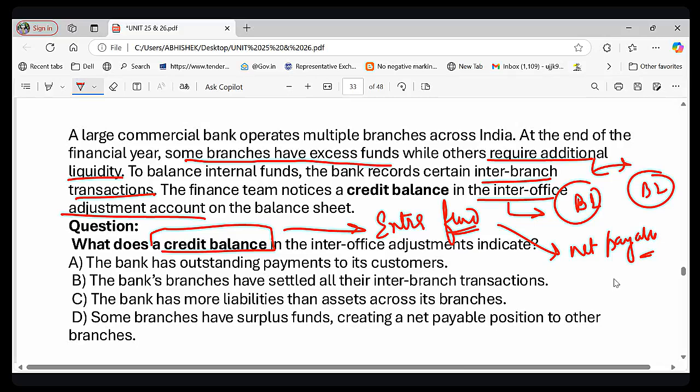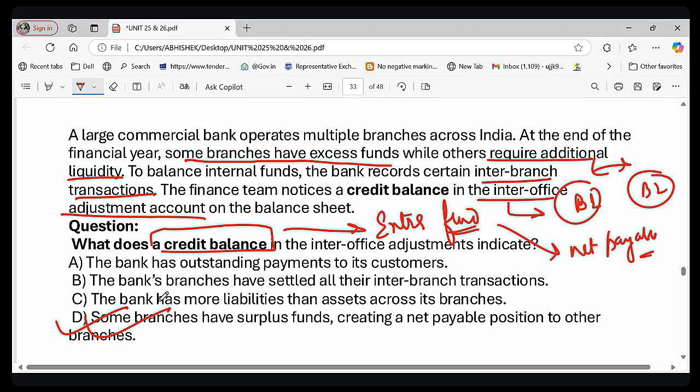So this is part of the bank's internal fund management to balance liquidity across branches without external borrowing. So the bank did not need to borrow externally. So the correct answer to this question is what? Let me know in the chat. Yes, D. Very good. D is the correct answer. So this credit balance means some branches have surplus fund, creating a net payable position.